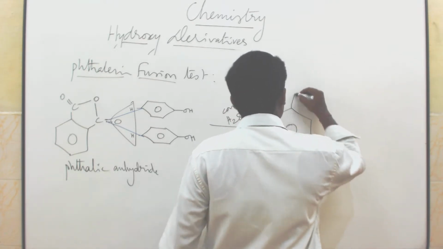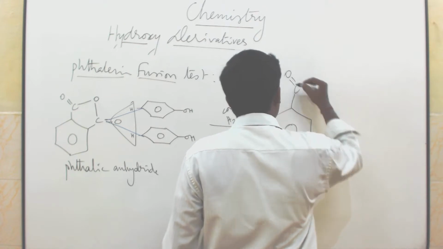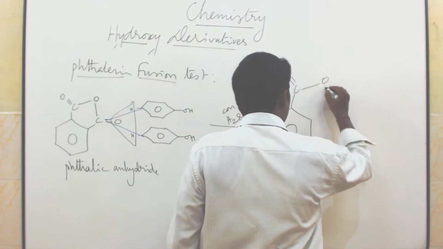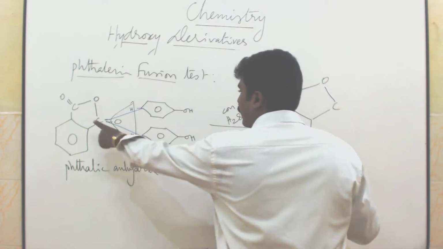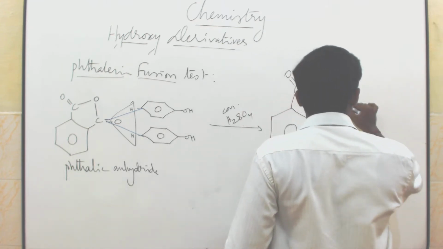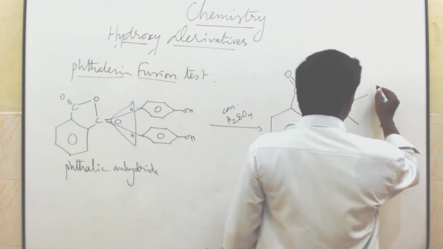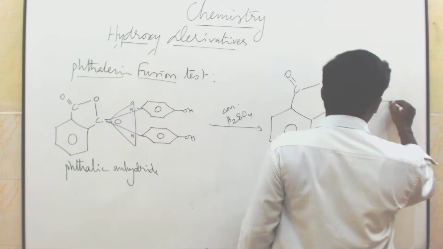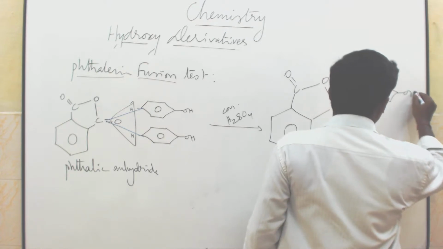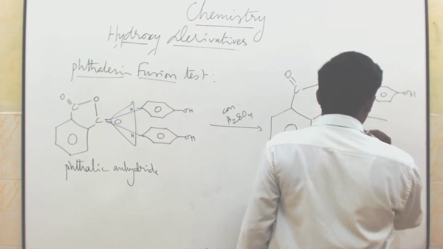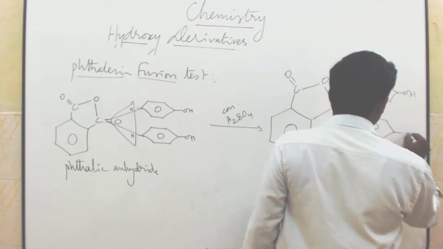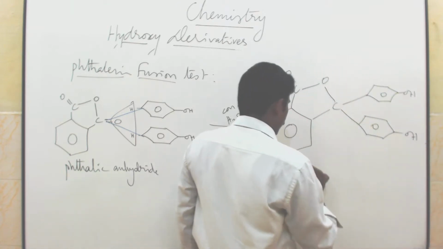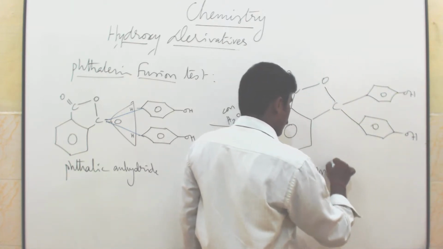Here is a C double bond O. The middle one is oxygen. Okay, the double bond is there, one bond here, one bond like this. So both rings are attached in phenol. Nothing but what? Phenolphthalein.